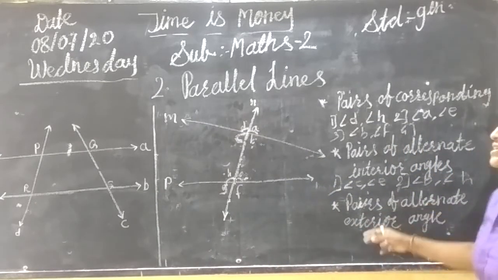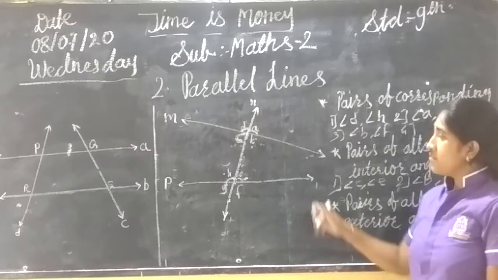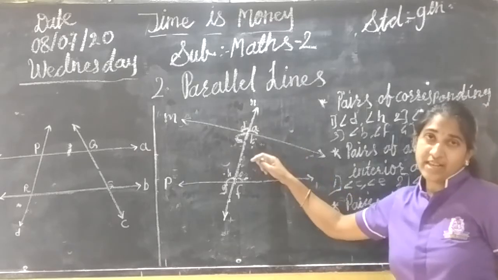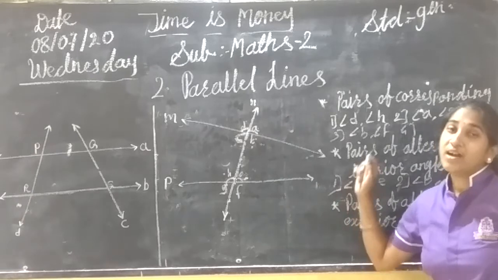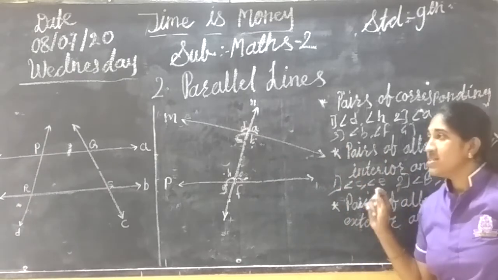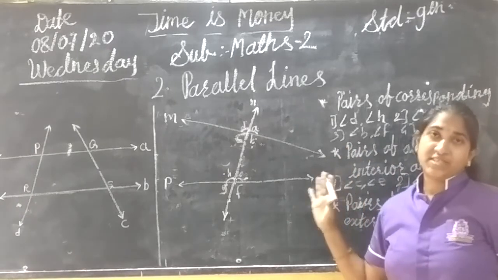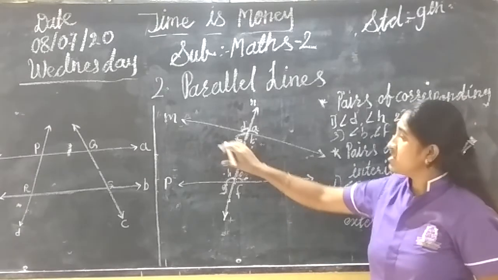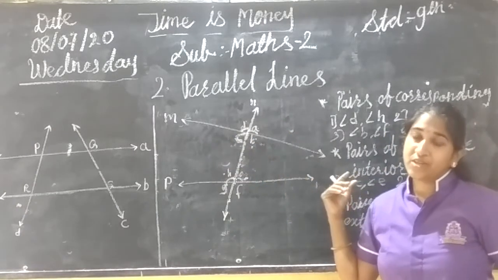Pairs of alternate exterior angles. Now we learn about the interior angles. Next is about our alternate exterior angles. See, what is the meaning of exterior? Interior means which is inside the two lines. But what is the meaning of exterior?